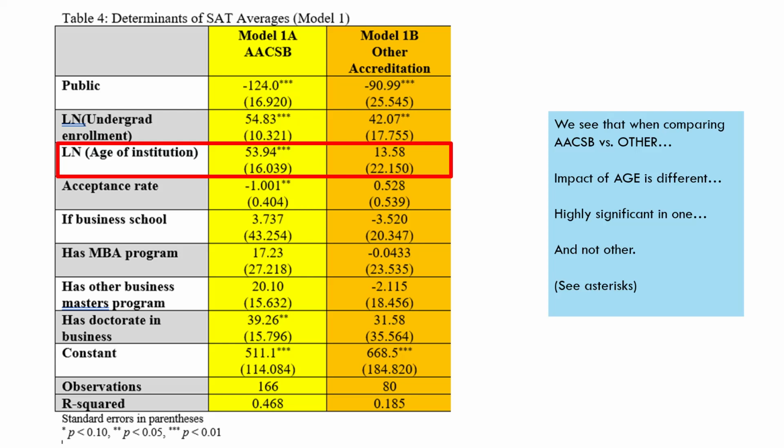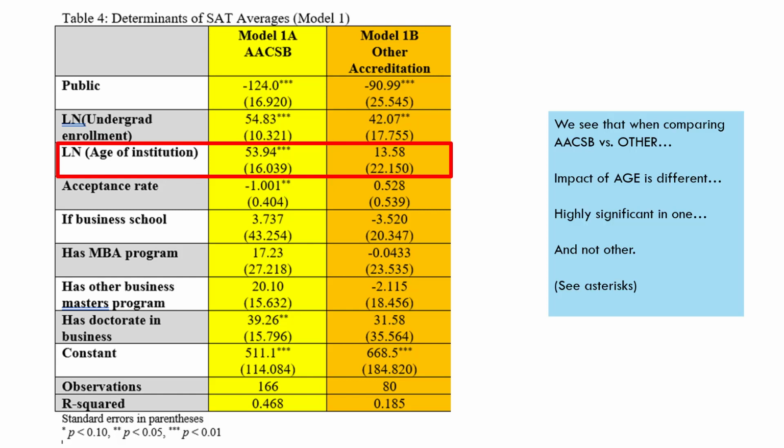So what that's telling us is that age is significant in the subset of AACSB schools. But if we look at the schools with other accreditation, age of the institution does not seem to have a statistical impact on our dependent variable, remember, which is SAT. So this is a different situation. I've got two very different results for the same explanatory variable, two different results for the two different subgroups. So that's interesting. So make sure that you're pointing out those kinds of things if you're making comparisons.